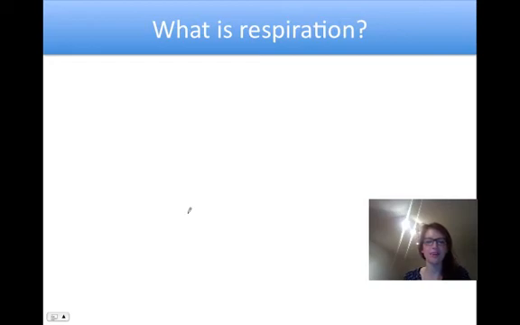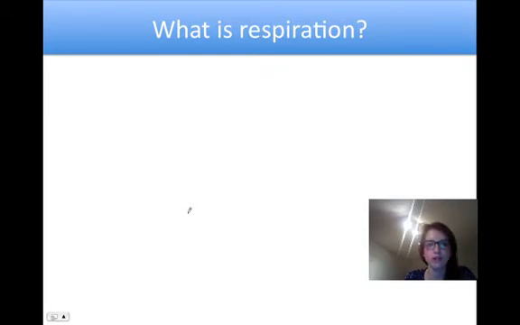Okay, hi everybody. We're going to talk about respiration today. So we're going to recap everything that we've looked at in the last lesson, and we're going to apply what we found out about respiration in humans to respiration in plants so that you're ready for next lesson when we're going to look at respiration in other organisms, so some unusual organisms.